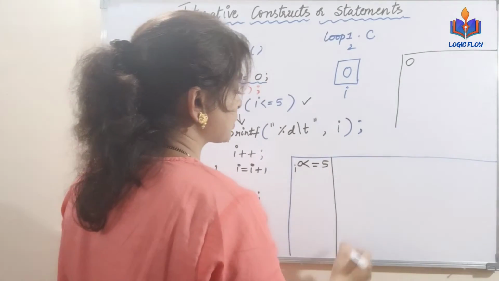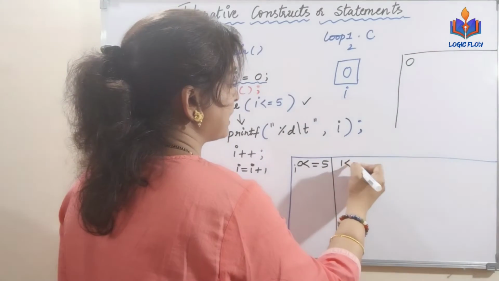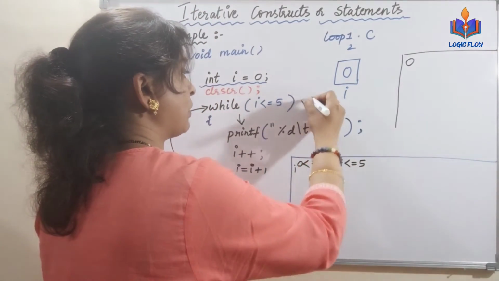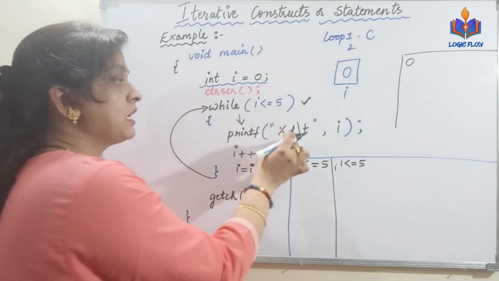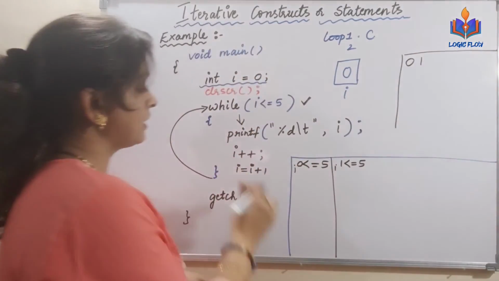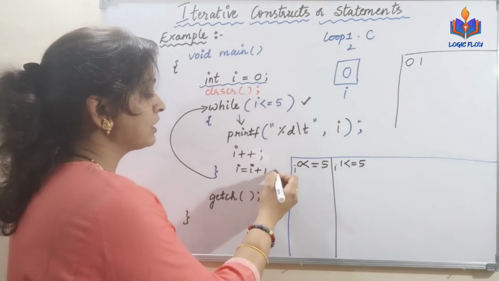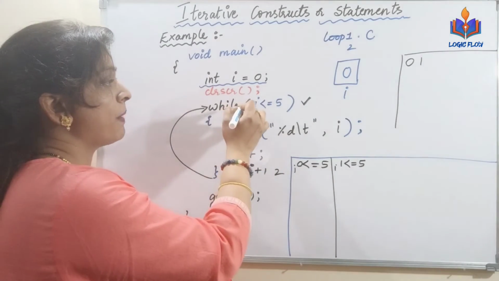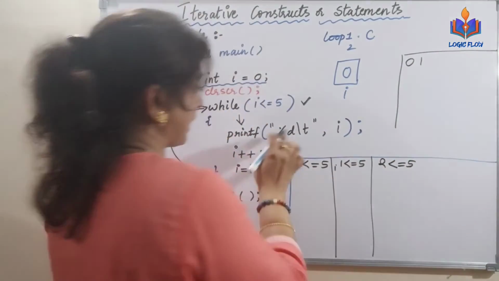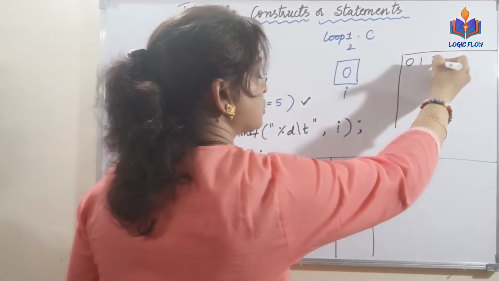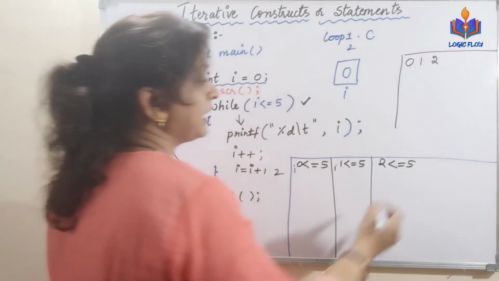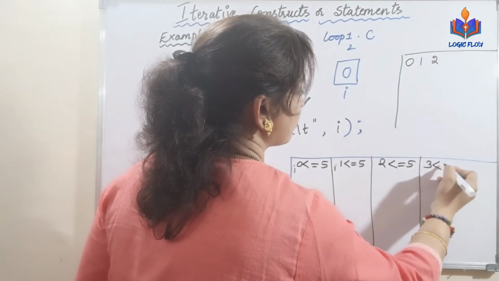The next iteration, I value has become 1, 1 less than or equal to 5. So yes, again the condition evaluated as true. Again get inside, print the value of I. So in my output screen I get the value 1, I++, 1 plus 1, it is 2. Again loop back. So 2 less than or equal to 5. Again print. So I get 2. Then I++, it is 2 plus 1. I becomes 3. Then 3 less than or equal to 5.